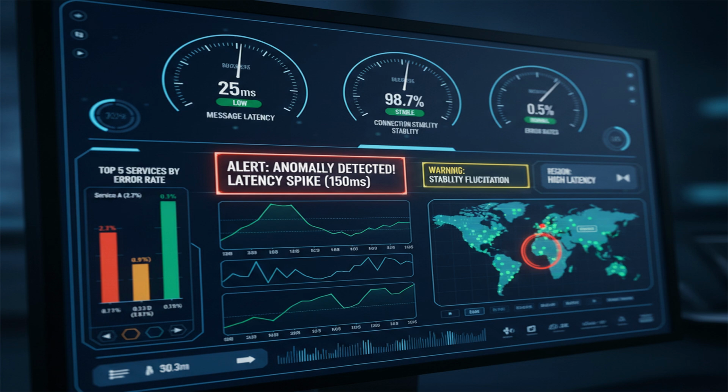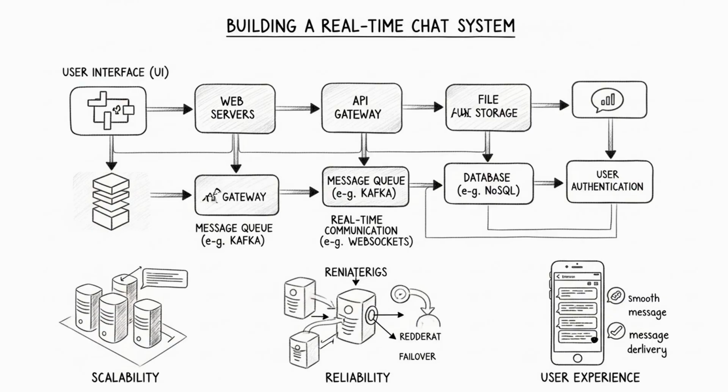Monitoring the chat system is crucial. Key metrics include message latency, connection stability, and error rates. Set up alerts for anomalies. Building a real-time chat system like WhatsApp involves careful architectural decisions. Remember to focus on scalability, reliability, and user experience.